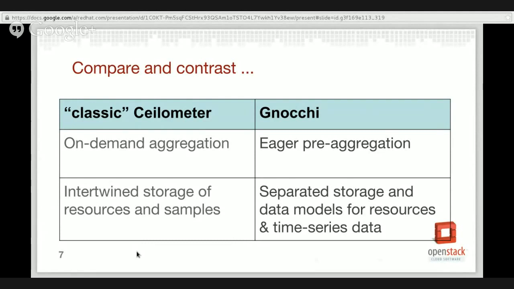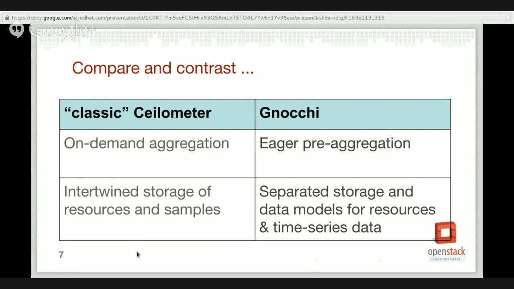Okay, another thing that you will actually notice about Classic Ceilometer, if you go and sniff around the metering store at all, is that the storage of resources and samples is quite intertwined. Especially in the MongoDB storage driver, if you look at the history of some of the queries, the actual strategies taken to store resources and to represent samples are quite intertwined and are not cleanly separated. Whereas Gnocchi takes a very clean separation of the storage and data models for resources and time series data.